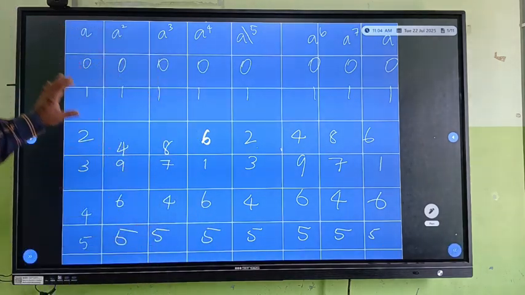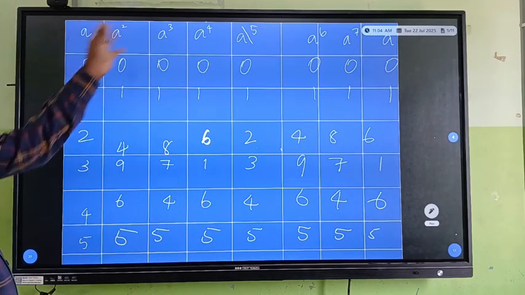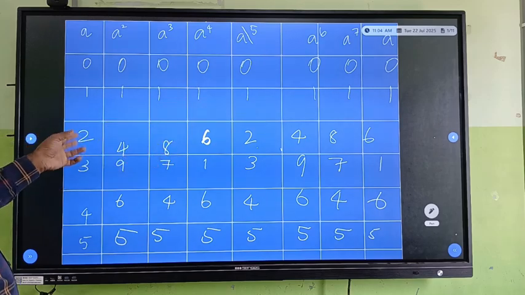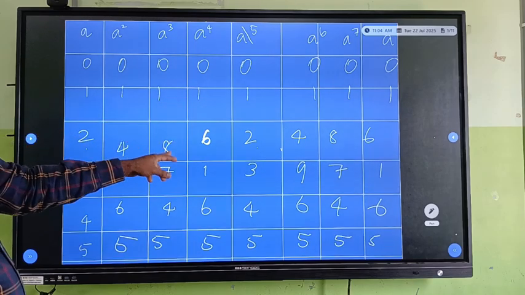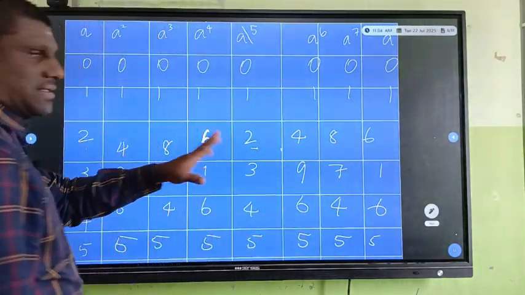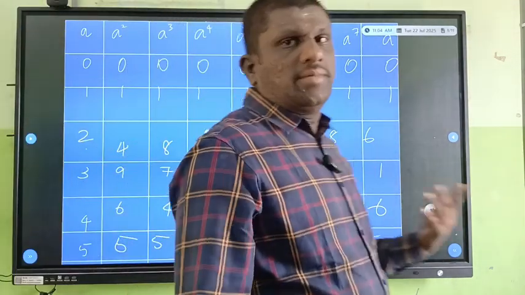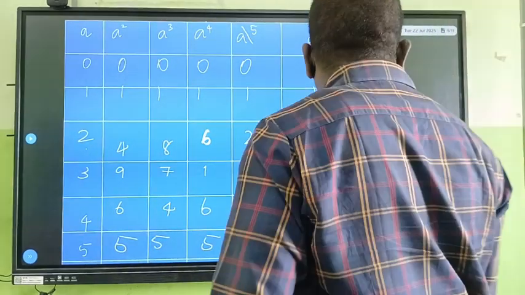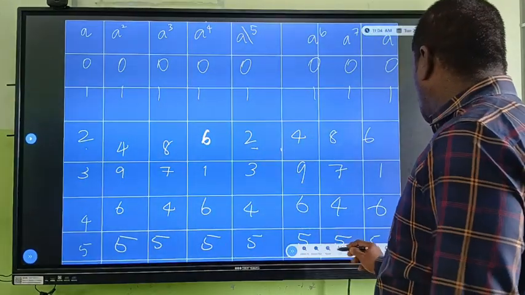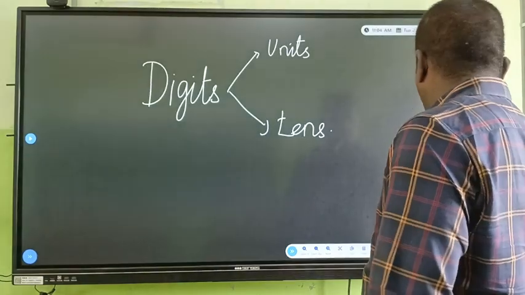So here what we have done is find out the last digit of any power of a particular number. Especially 2 squared, 2 cubed, 2 to the power 4, 2 to the power 5, all these have a pattern. You have to understand there is a pattern, and if you know that pattern, you will be able to easily solve any problem of finding the last digit.